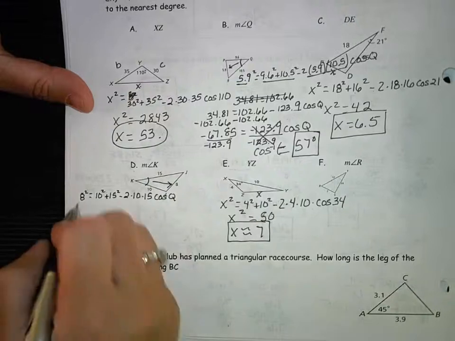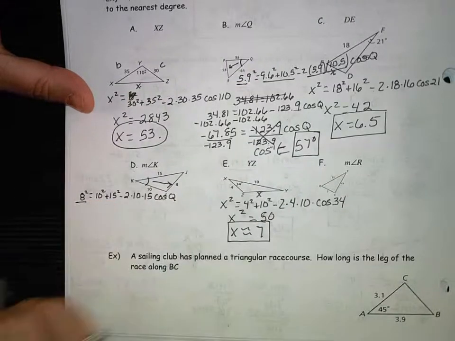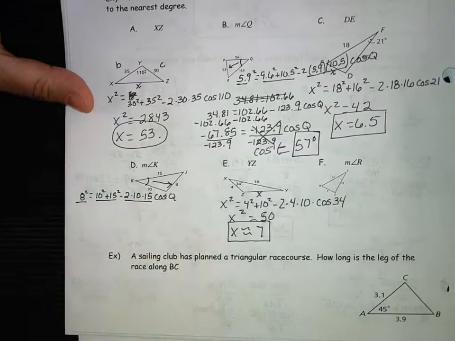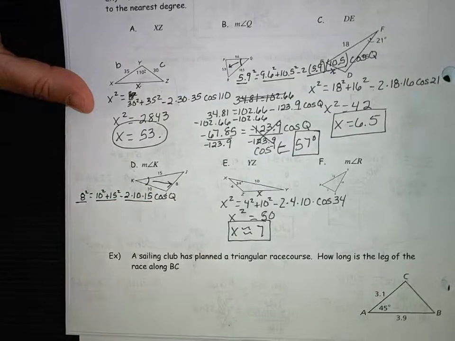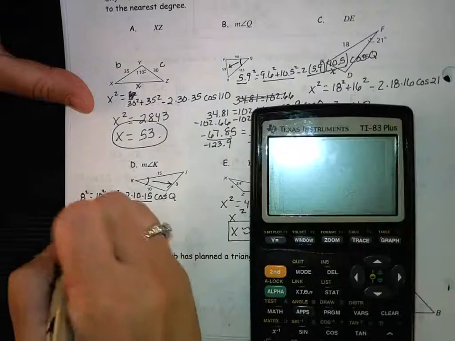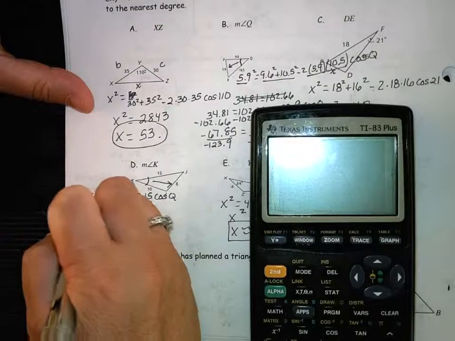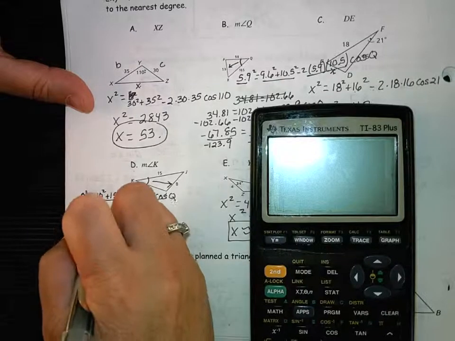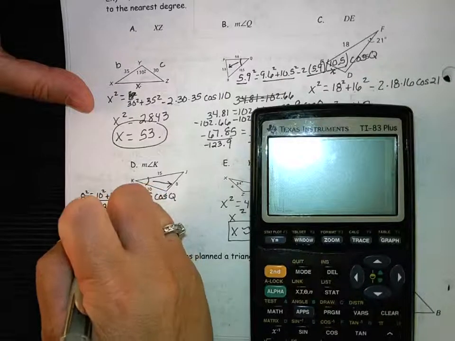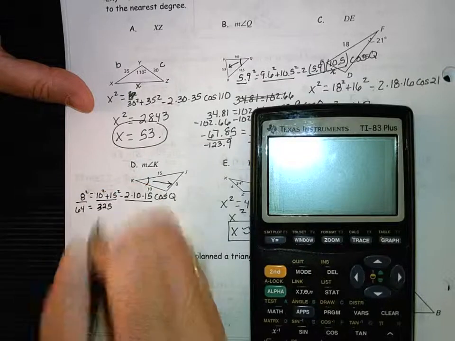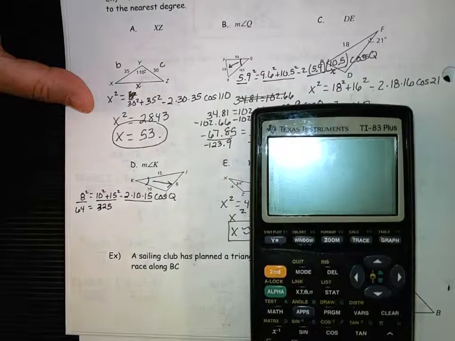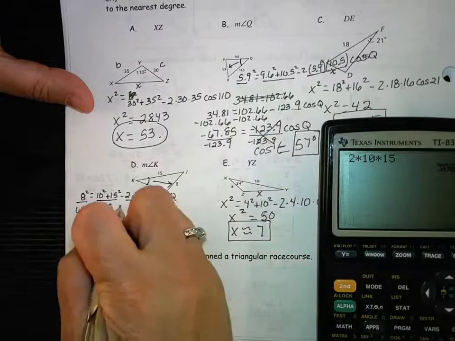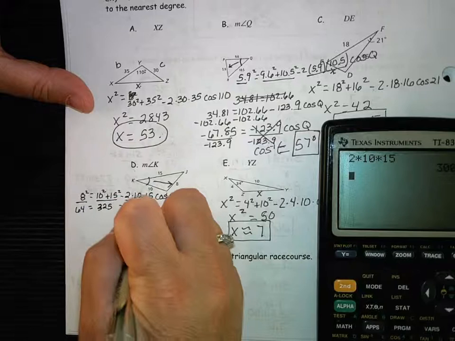There are three numbers we need to work out. That one, and that one. Those three numbers we need to work out. 8 squared is 64. 10 squared plus 15 squared is 325. And 2 times 10 times 15 is minus 300 cosine of q.